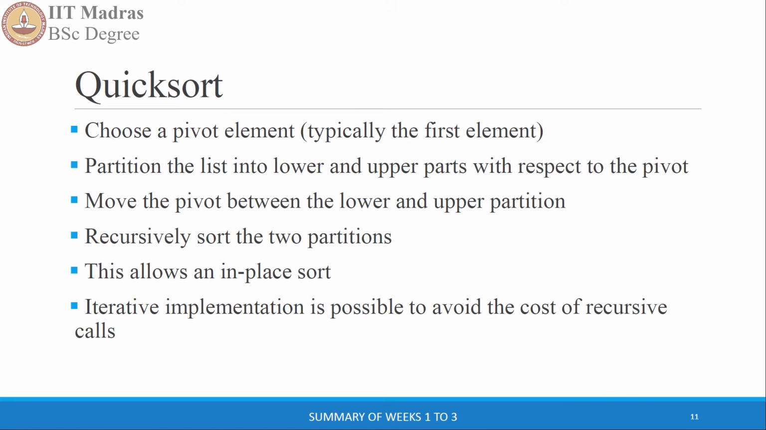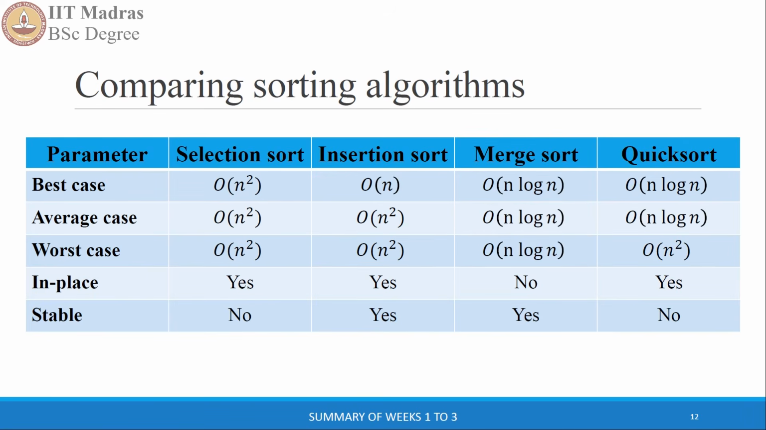The advantage of this algorithm is that it allows in-place sort, and it is also possible to write an iterative implementation of quicksort, even though it is naturally recursive, and that helps us to avoid the additional cost of recursive calls. After studying these four sorting algorithms, we must compare them based on various factors, and then only based on our requirements can we select the appropriate sorting algorithm for our application.